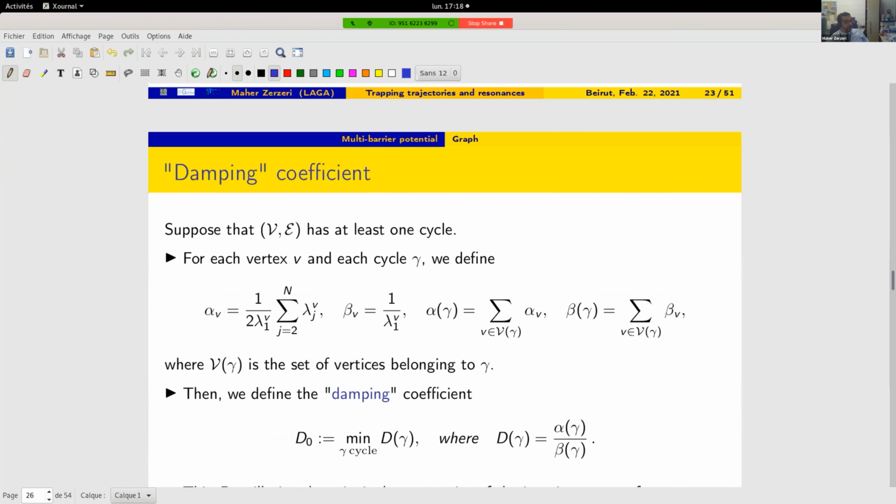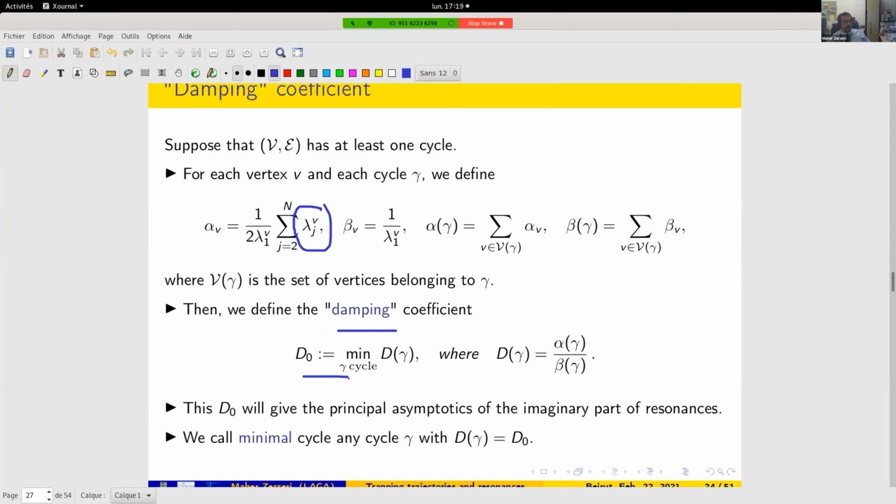So we defined what we call the damping coefficient. The damping coefficient is, in some sense, a tax to pay when we cross some vertices. And this is important because it takes account of the behavior of the Hessian of the potential near the vertices. And here lambda J is the eigenvalue of the Hessian of the potential. And in this setting, we defined the damping. So D0 is the minimum over these cycles.